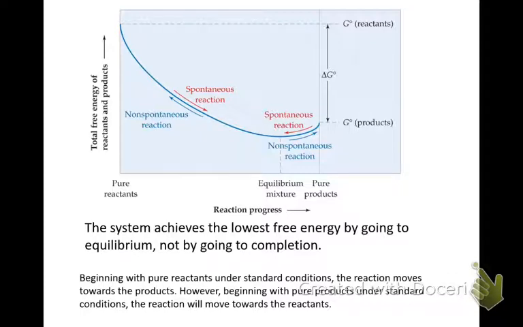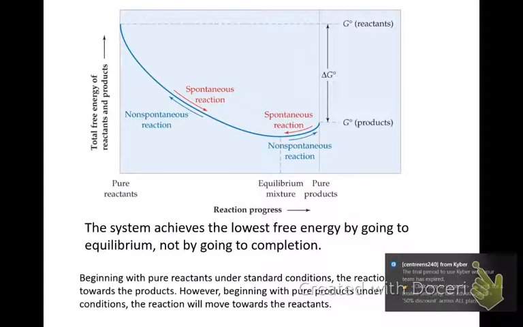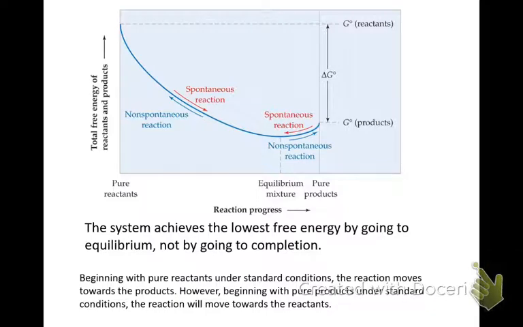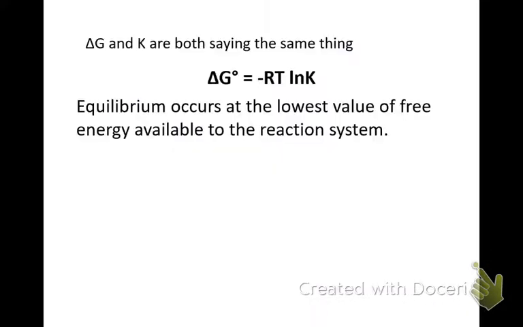Beginning with pure reactants, the reaction moves toward the products. Beginning with pure products under standard conditions, the reaction moves toward the reactants. So the reaction can be spontaneous in either direction as long as it is moving toward equilibrium. Another way of saying that is that delta G and K are both saying the same thing. We can express their mathematical relationship here: delta G equals negative RT ln K. Again, equilibrium occurs at the lowest value of free energy available to the reaction system.